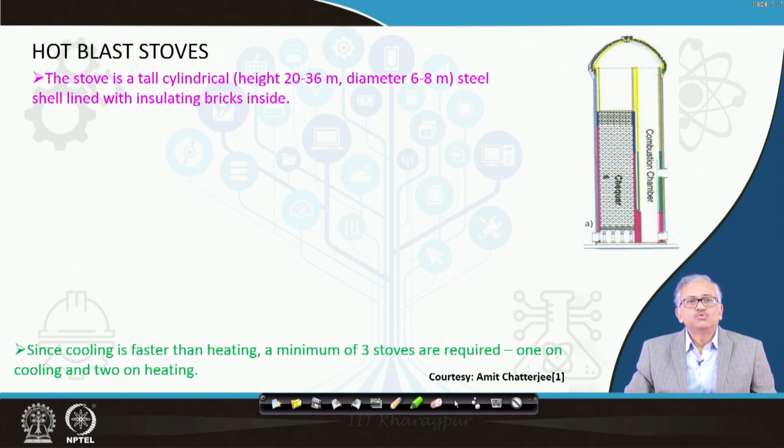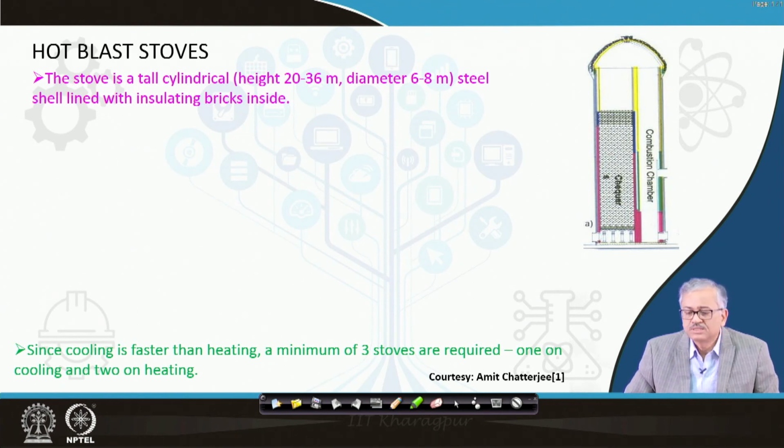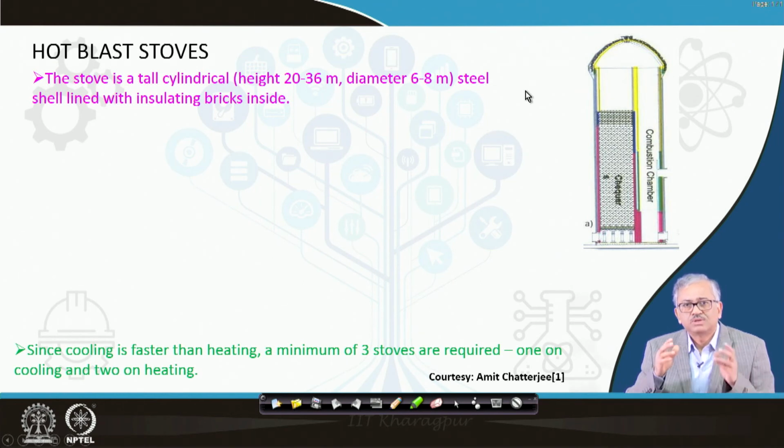Now the stove is very simple. You can find a tall cylindrical part, around 20 to 36 meters in height and 6 to 8 meters in diameter, and it is a steel shell lined with insulating bricks. Obviously it is a furnace, so insulating brick has to be there. It has two chambers, one is the combustion chamber, another is the checker brickworks. The brickwork is such that it has a lot of surface area.